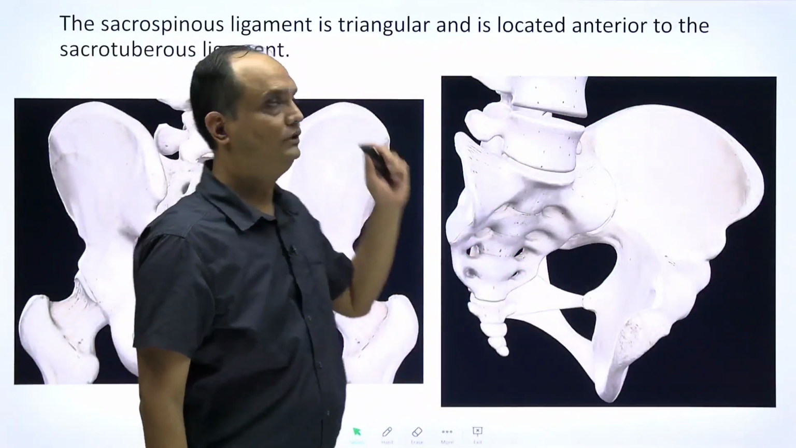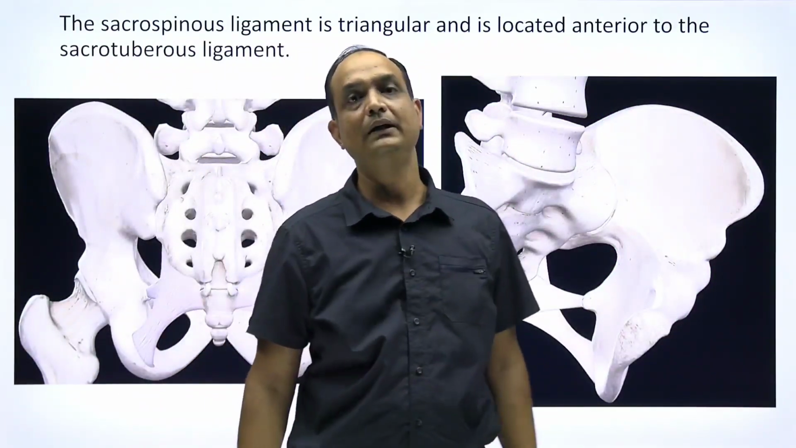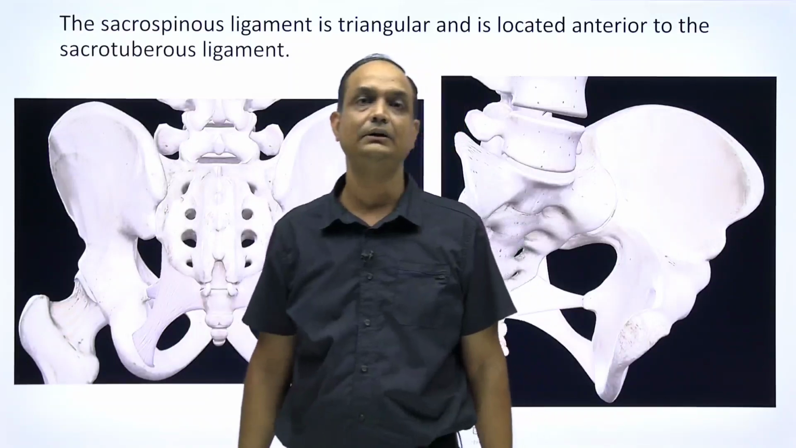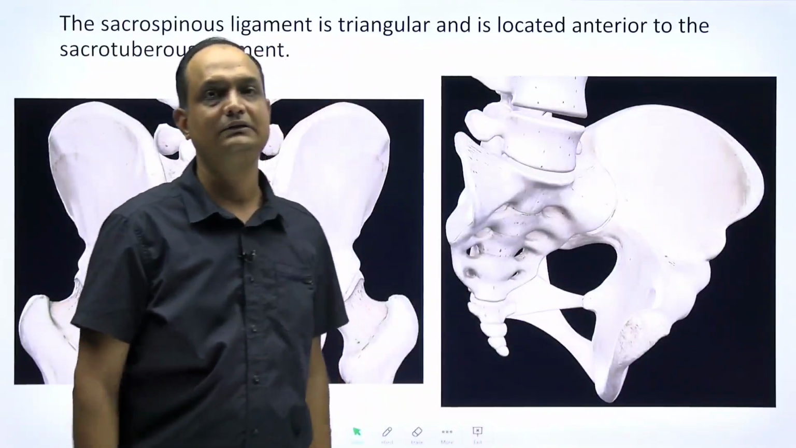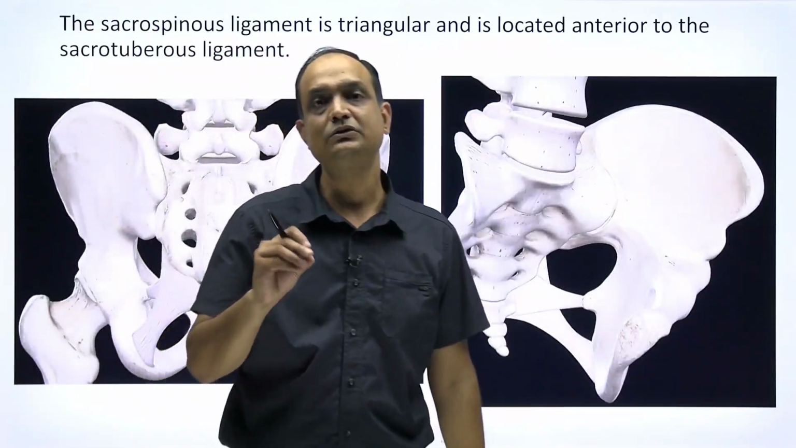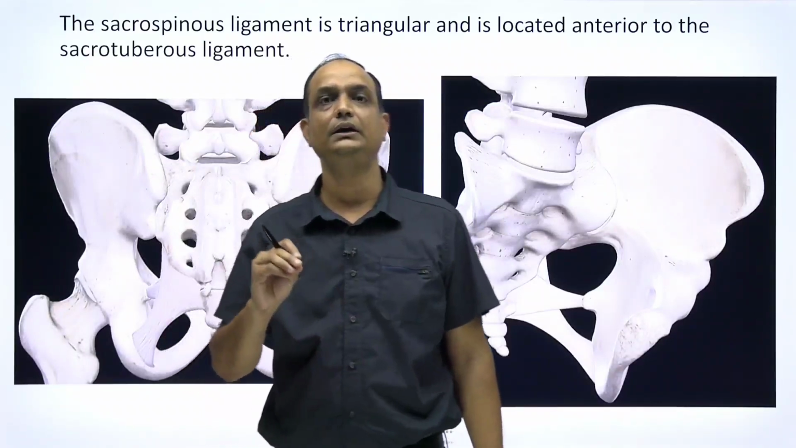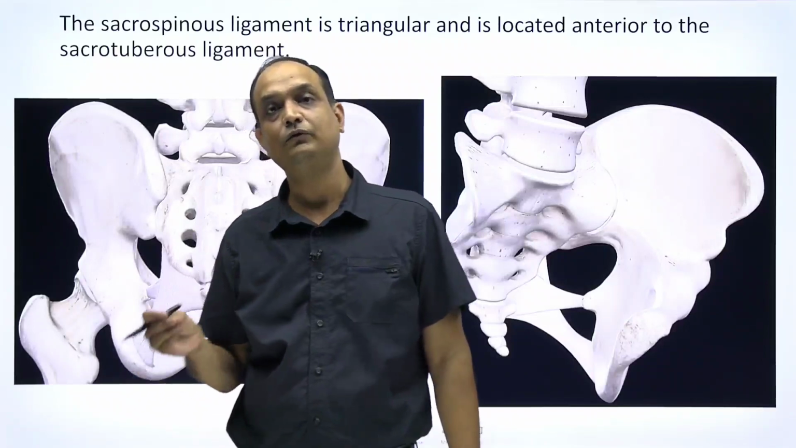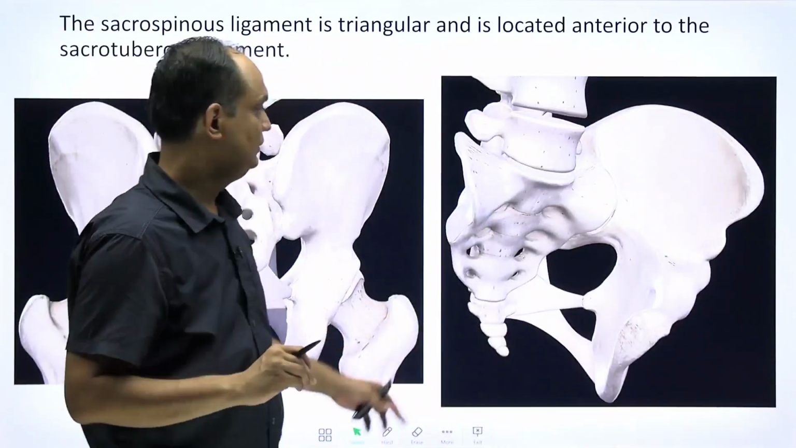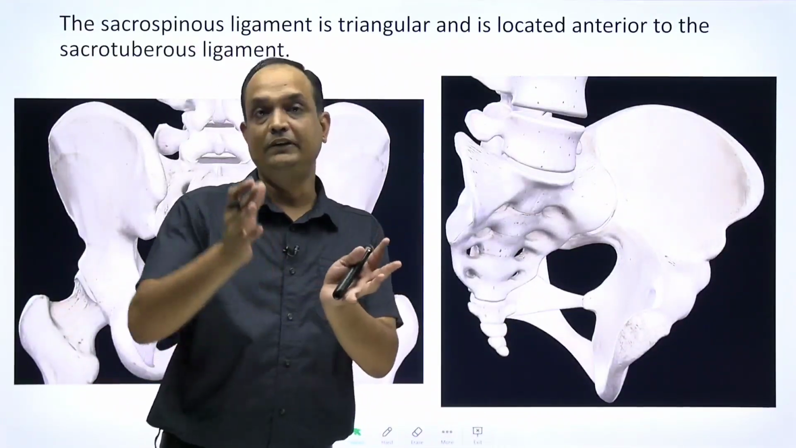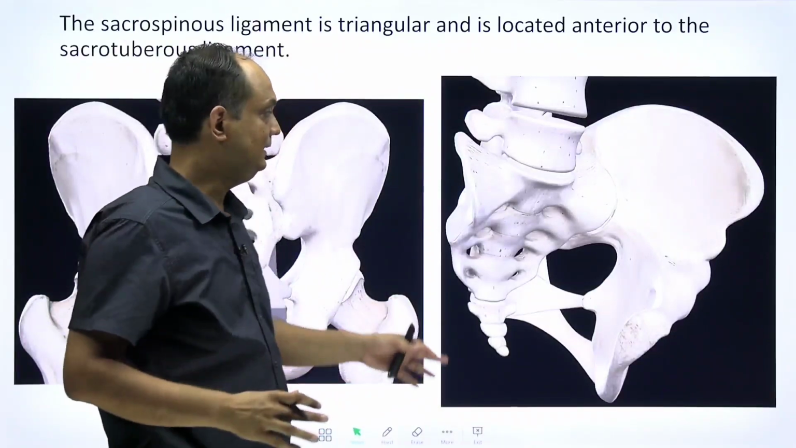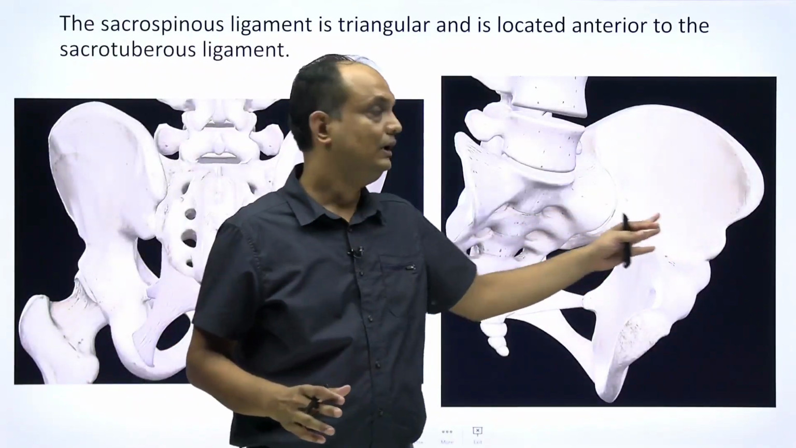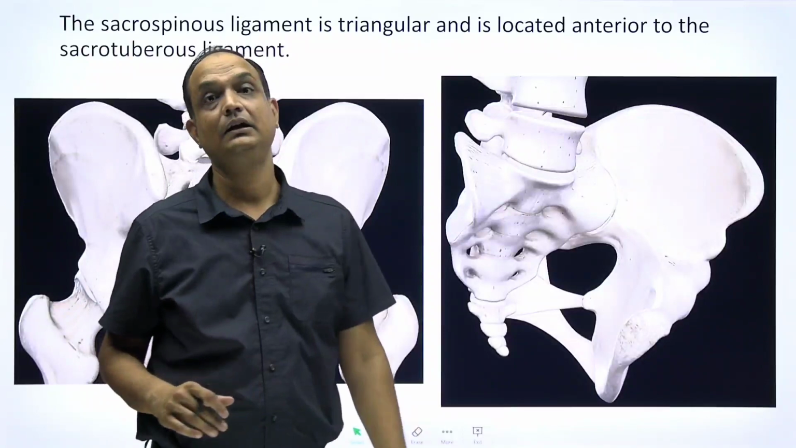So now we'll move to the next group of ligaments. There are two pairs known as the sacrospinous and sacrotuberous ligaments, and these two ligaments convert the greater sciatic notch and lesser sciatic notch into the respective foramina. Suppose you are seeing the pelvis from the anterior side, and this is your right side hip bone, and here you can see the ligaments.